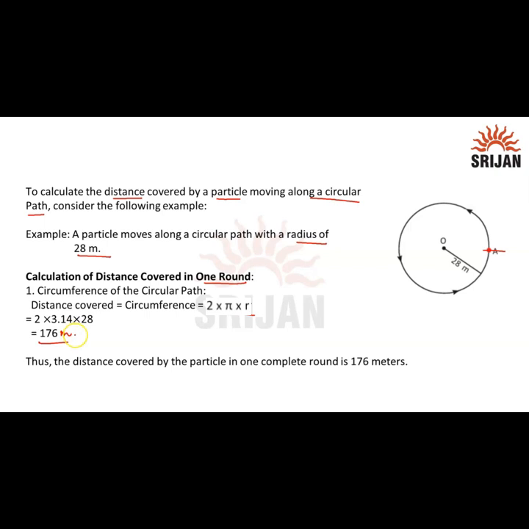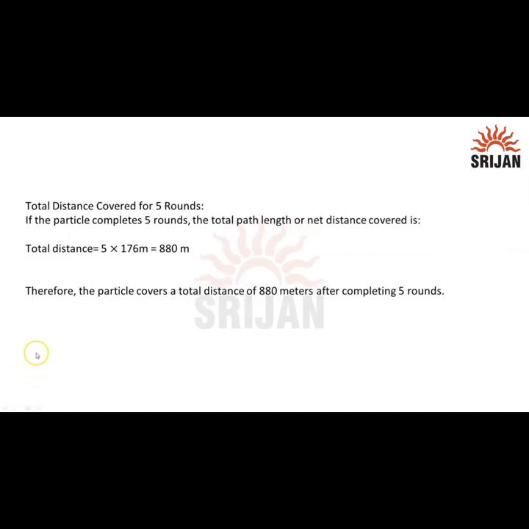This is the distance traveled in one complete round. Let us assume that the particle covers 5 rounds. The total distance covered for 5 rounds can be calculated by simply multiplying the distance covered in one round by 5, which is equal to 880 meters. That is, the particle covers a total distance of 880 meters after completing 5 rounds.